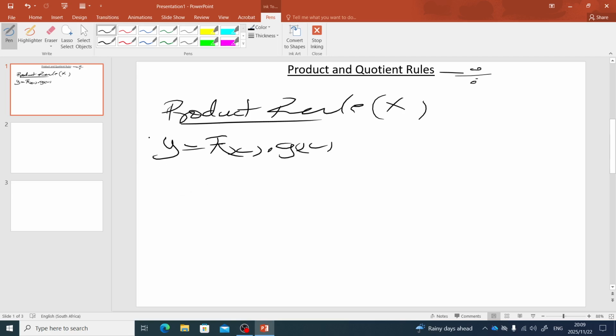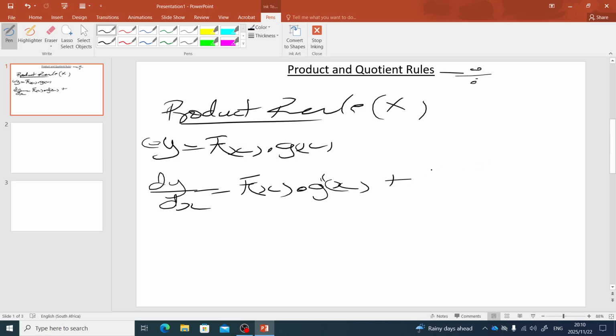Now, when you differentiate this using the product rule, you will have dy/dx equals f of x multiplied by the differentiation of g of x, plus g of x multiplied by the differentiation of f of x. Remember, we are differentiating the function of function. This would be the application of your product rule.